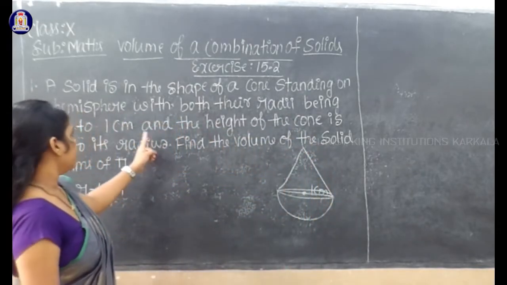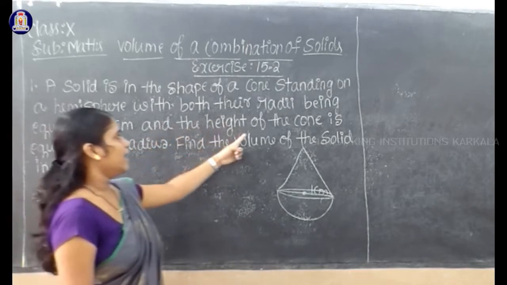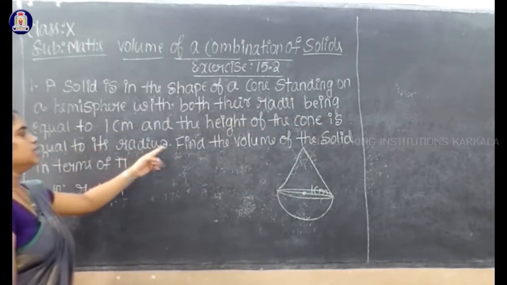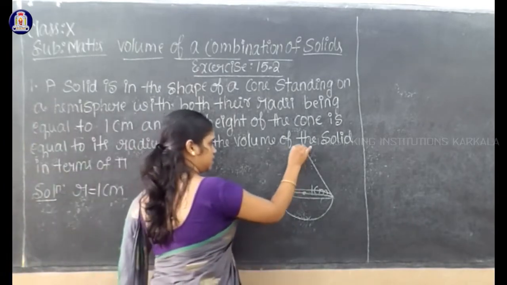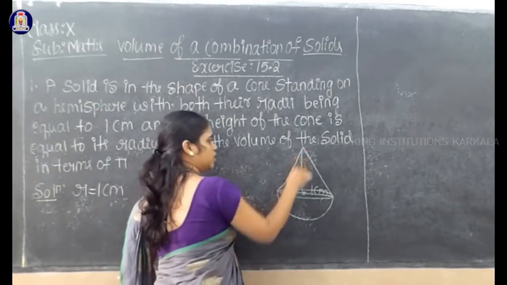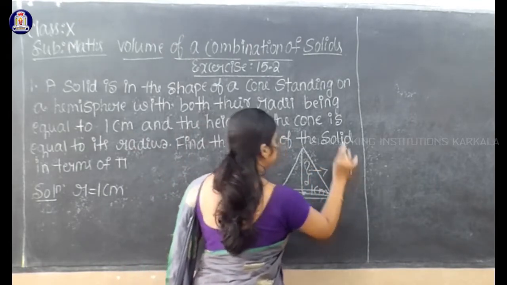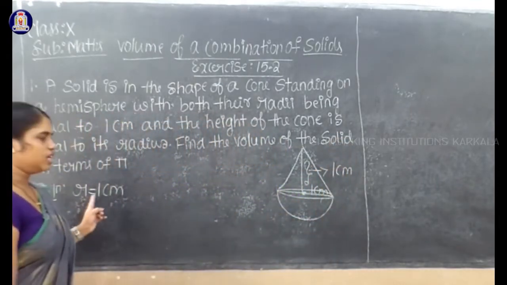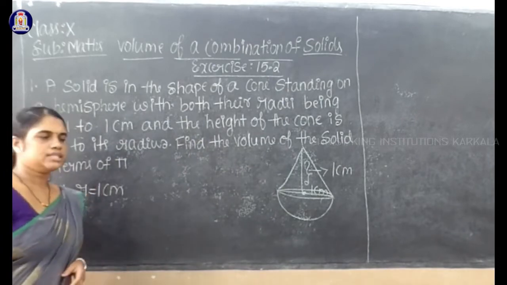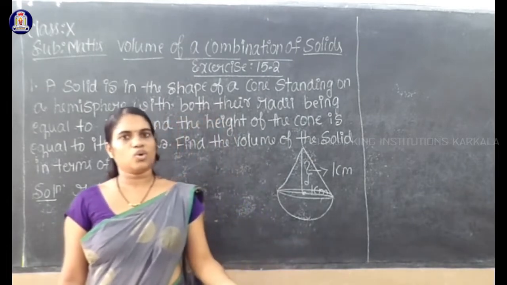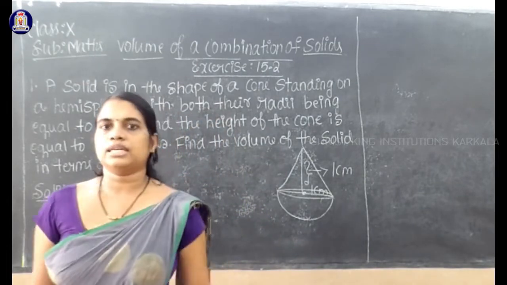Also, the height of the cone is equal to its radius. See, this is the height of the cone. This height of the cone will be equal to the radius. But what about the radius value here? Radius is equal to 1 centimeter. So therefore, what is the height of the cone? Height of the cone is also equal to 1 centimeter.